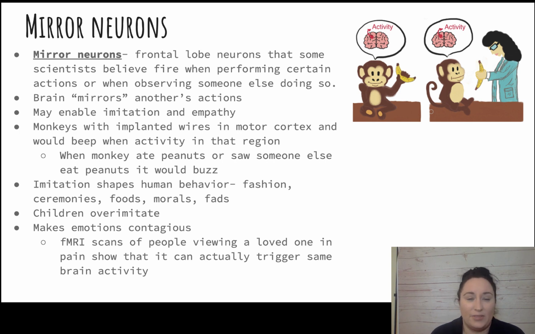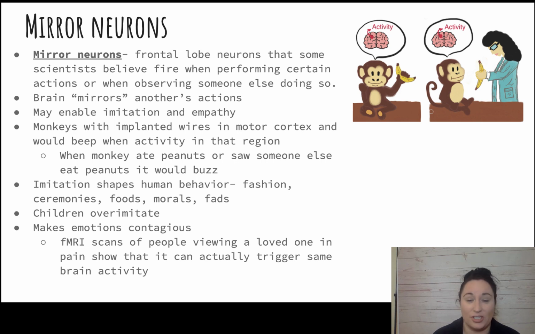or who has just experienced something painful. Monkeys had implanted wires in their motor cortex, with a device on them that would beep when there was activity in the motor cortex. That's part of the frontal lobe, remember. When monkeys ate peanuts or saw someone else eating something, this same part of the brain would buzz. The motor cortex would buzz just the same, whether they were doing the action or observing someone else.